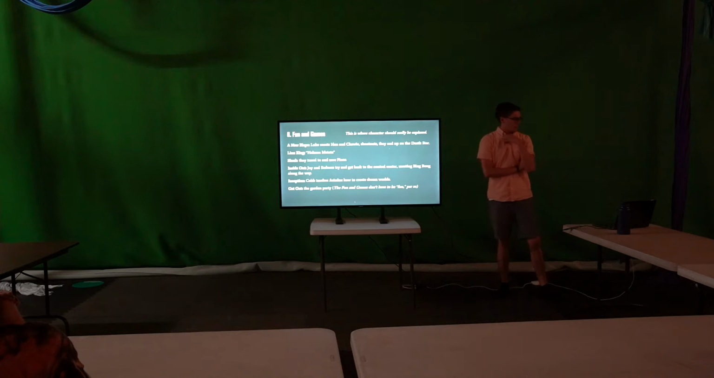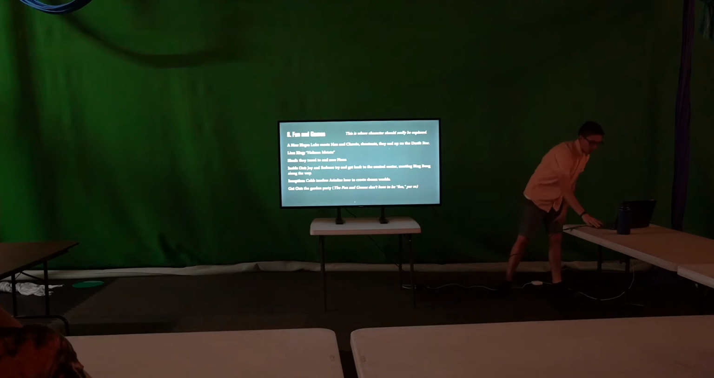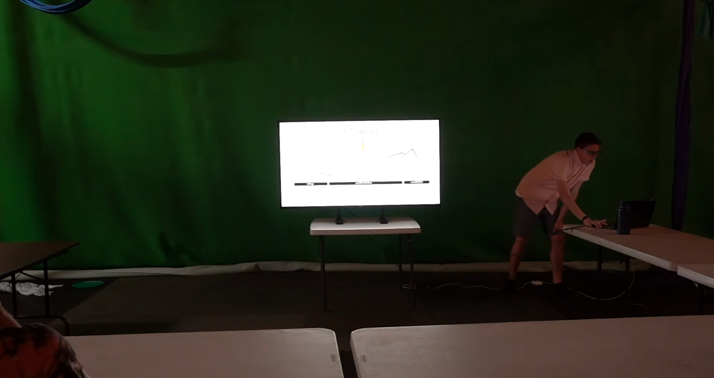Then Inside Out, Joy and Sadness try to get back to the control center, meeting Bing Bong along the way. Bing Bong is a lot of fun, a lot of games. Then Get Out. Then the midpoint is another very important aspect of the script.